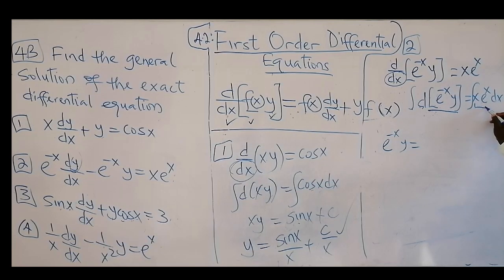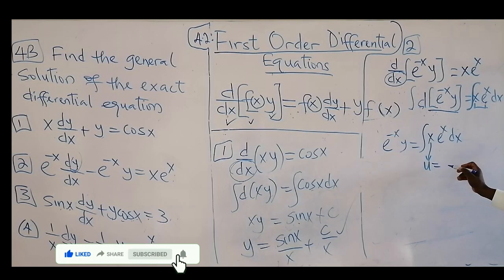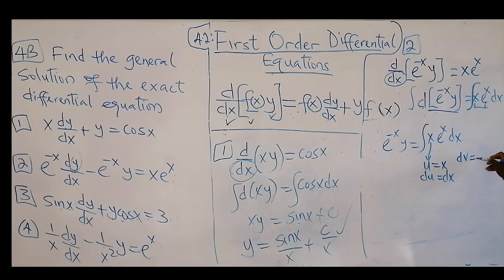We're going to apply integration by parts, because this is an integral of two items. Let's make this one u, because it becomes simpler on differentiation. So u is this. Then du is equal to dx. Then dv is this. Then integrate this and this. So v is this.